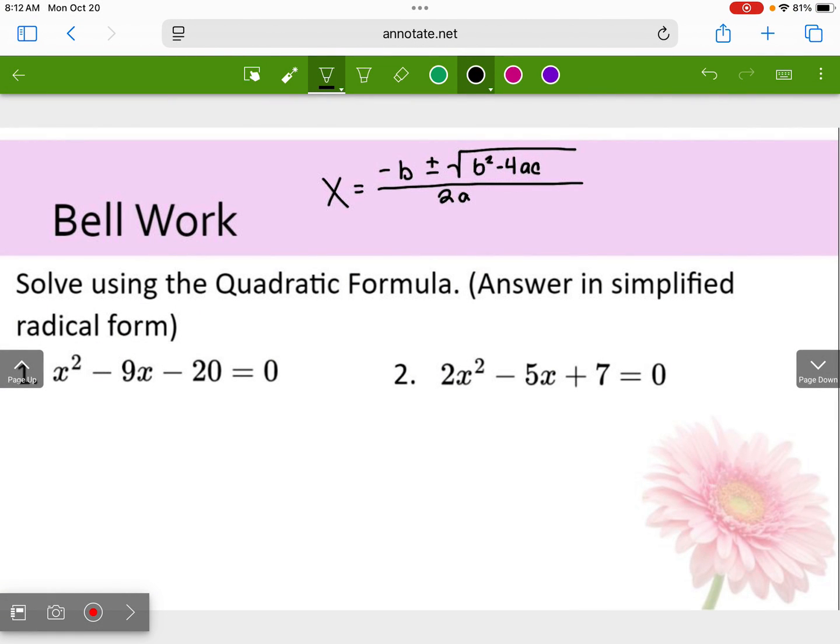All right. Let's work through this first one, and then I'll give you a little bit of time to look at the second one.